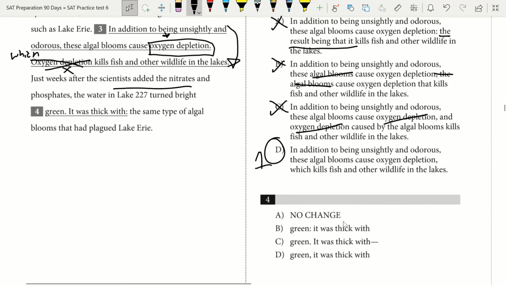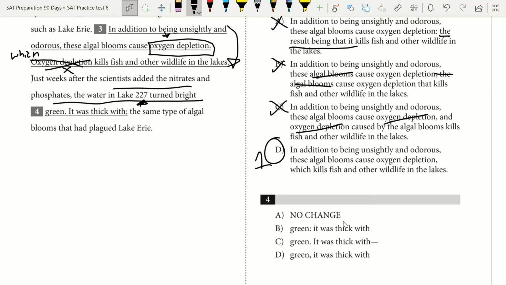All right, "just weeks after the scientists added the nitrates and phosphates, the water in Lake 227 turned bright green." And then we have a period, and then we have "it was thick with." So I know we're probably looking to combine them in some way or work with punctuation errors somewhere. Okay. So if we're going to say "it was thick with," obviously that's referring to Lake 227. So I'm going to look for a way, really what I'm looking at here.